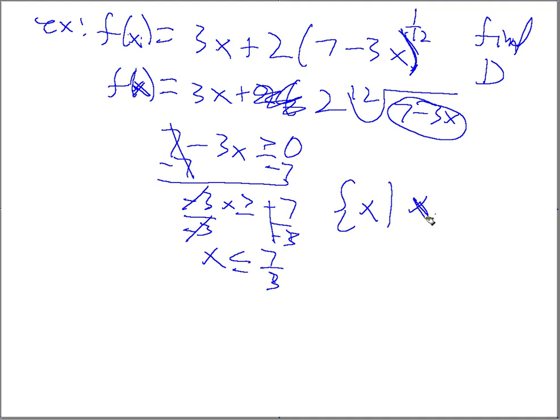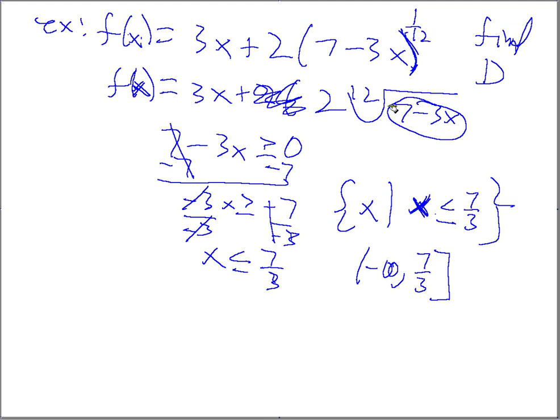Let me slow down a little bit. It's x right there is less than or equal to 7/3. Alright? And how about interval notation real quickly? That's going to be negative infinity, up to what? 7/3, including 7/3. So again, know both notations obviously.